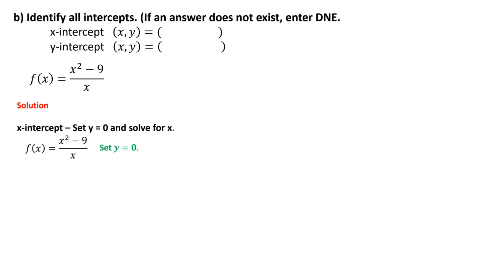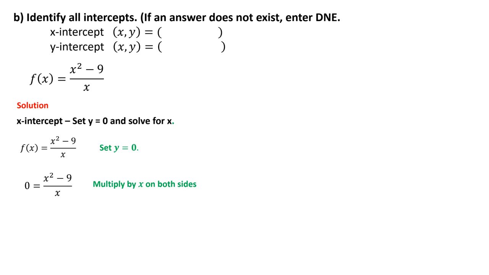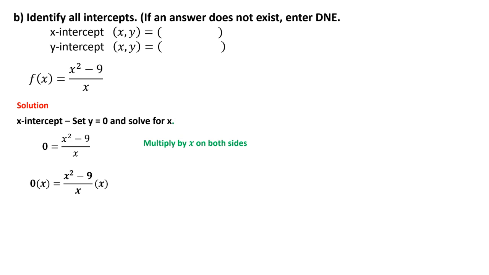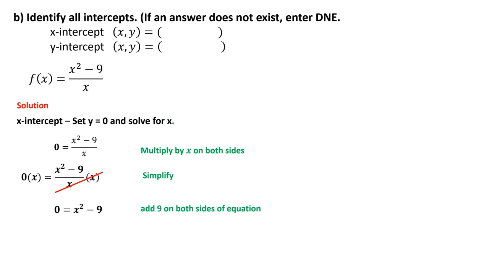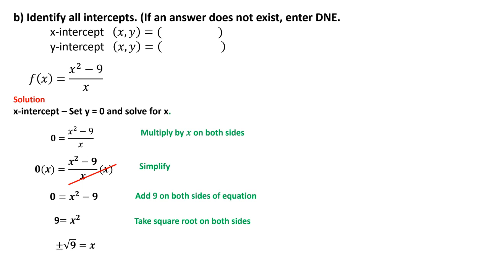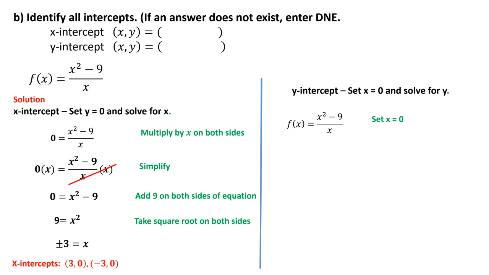Okay. All right. So let's go ahead and solve for the x-intercept. To solve for the x-intercept, let's set y equal to 0. So we have 0 is equal to x squared minus 9 divided by x. Multiply both sides by x. This is going to give me 0 is equal to x squared minus 9. I'm going to add 9 to both sides. This is going to give me 9 is equal to x squared. Take the square root of both sides. And when we do this, we're going to get two answers, right? x is equal to plus or minus 3. So we have two x-intercepts on this particular problem.